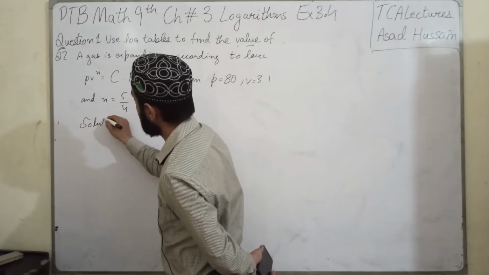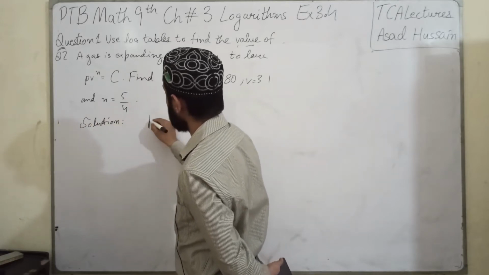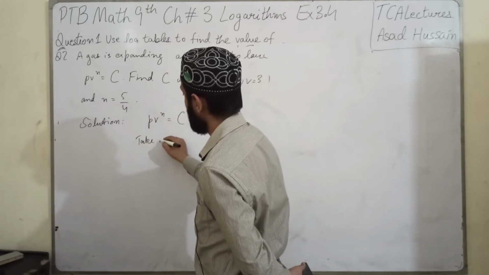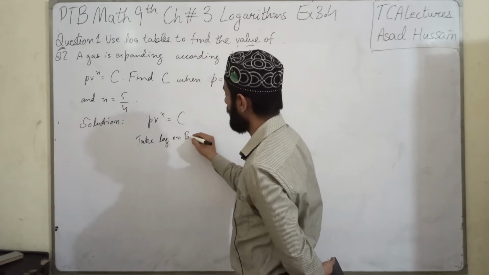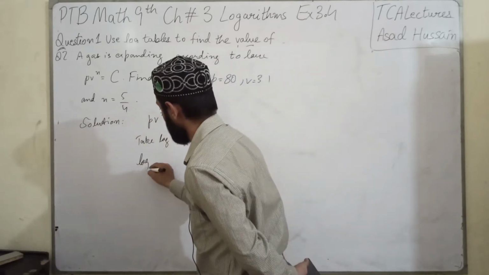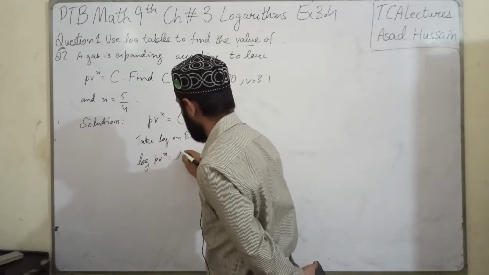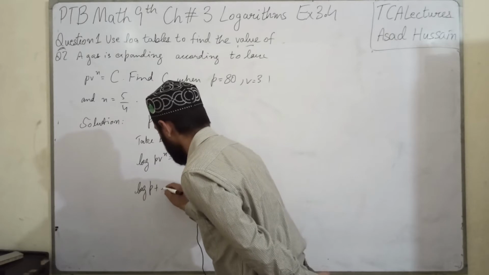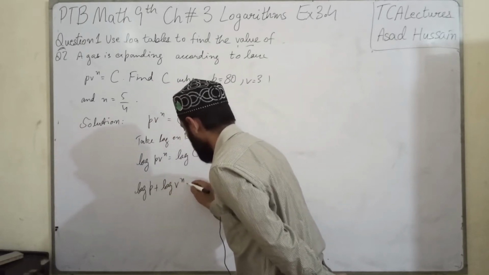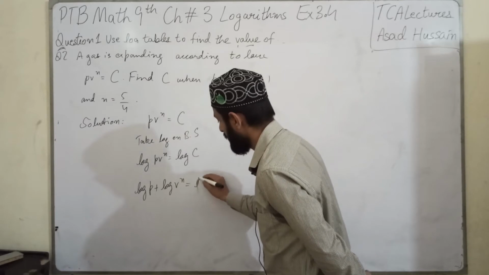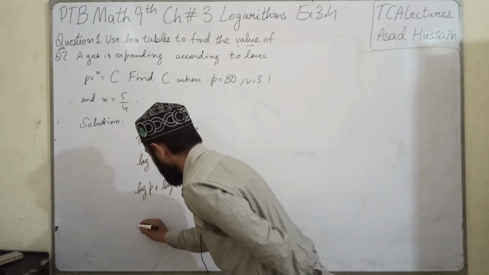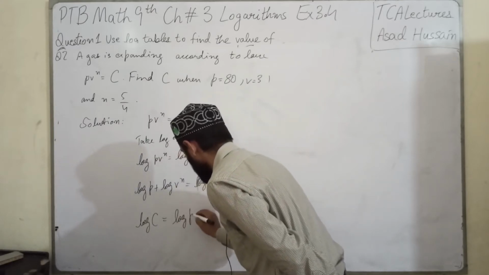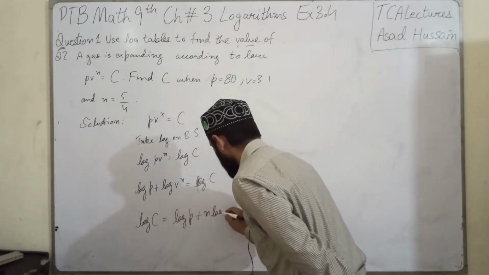Now, its solution. The relation which is given is P V raised to power n is equal to C. Take log on both sides. We get log of P V raised to power n is equal to log C. Log P plus log V raised to power n is equal to log C, which can also be written as log C is equal to log P plus n log V.